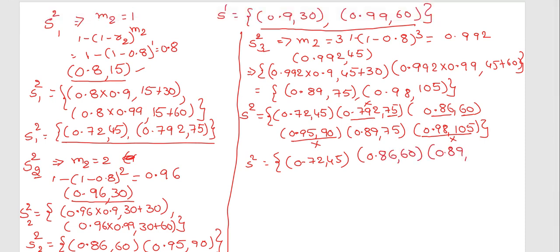0.89, comma 75. Now stage 2 is completed. Finally we have a 3 stage system, which means we have to implement the third stage also in a similar fashion.